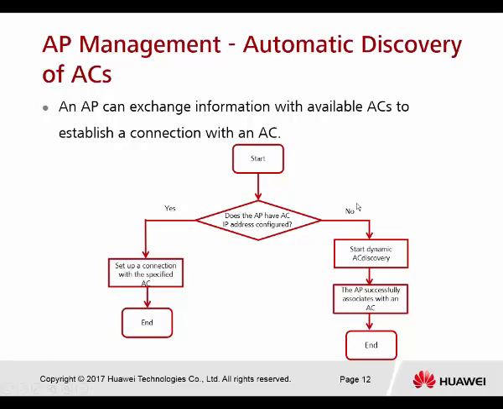If you never configure any AC IP address on the AP, then the AP will start sending dynamic discovery. It will send a broadcast, or maybe if we enable option 43 on the DHCP server, it will base on option 43 and find the AC. So when the AP successfully associates with the controller, they will form the CAPWAP tunnel and end the connection.